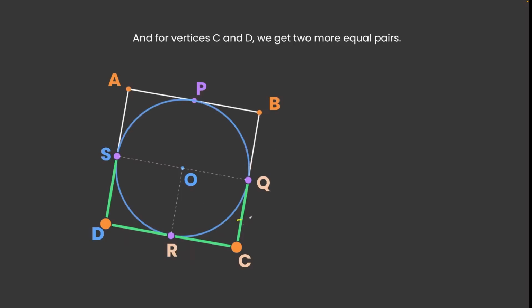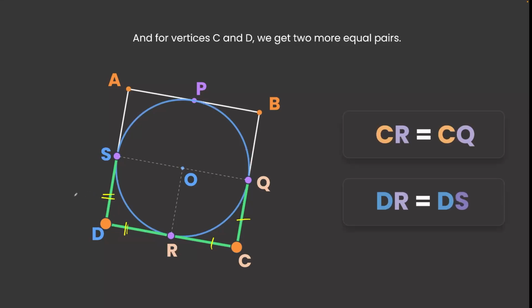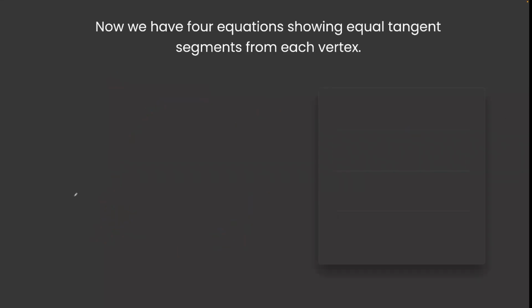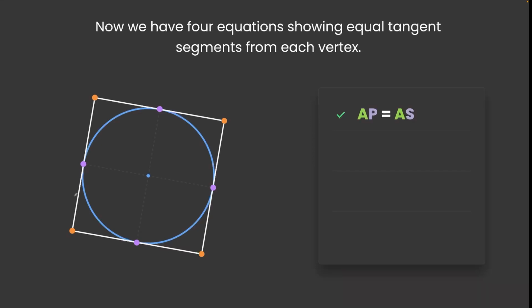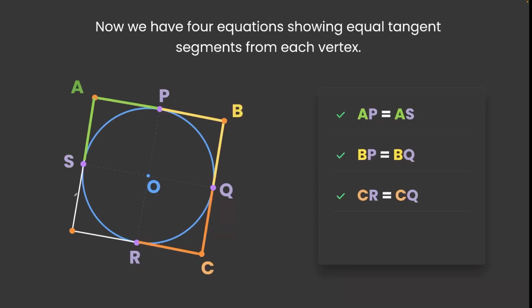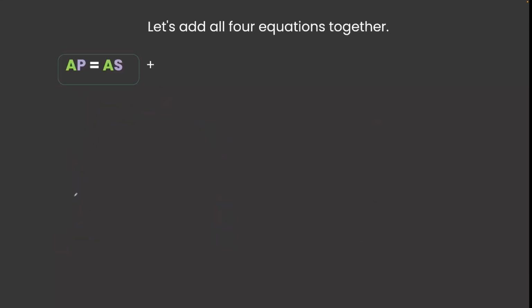Now similarly, what else do you know? We also know that these two will be equal and these two will also be equal. Which means CR equals CQ and DR equals DS. Very interesting. Now let's see what we can do when we put them together. So we have AP equals AS, BP equals BQ, CR equals CQ, and DR equals DS. Now let's add all four equations.